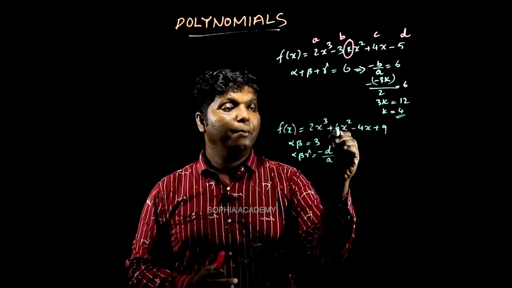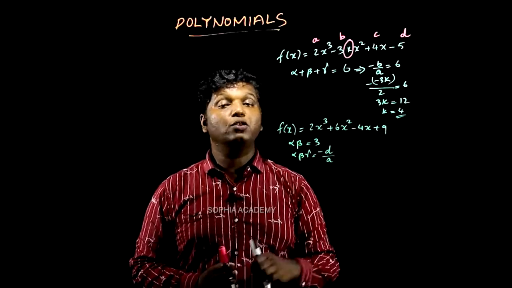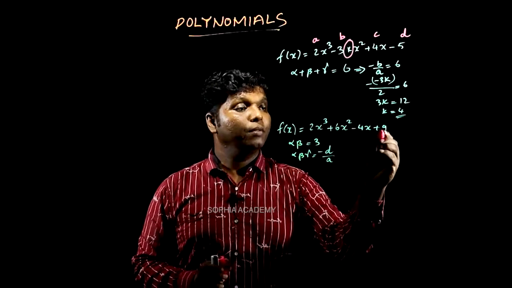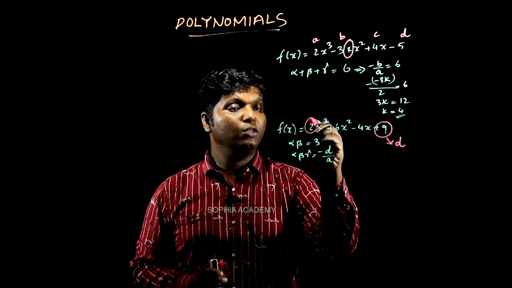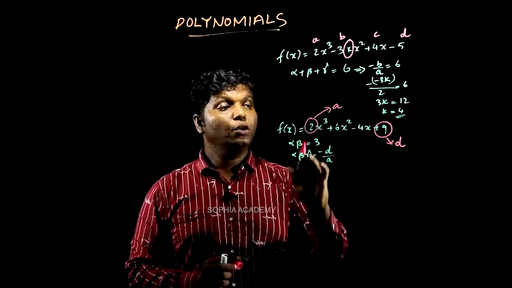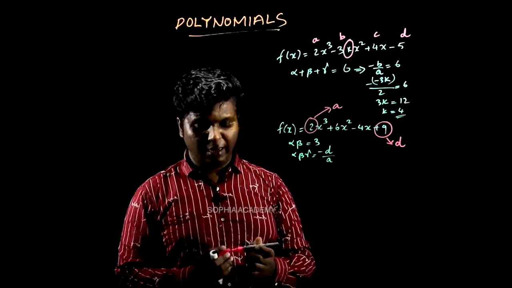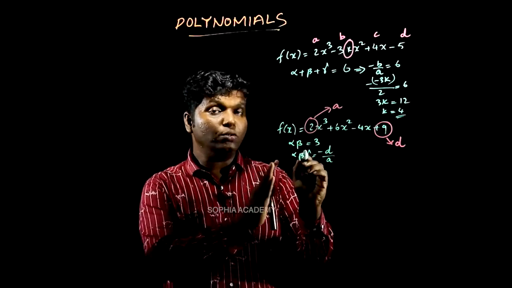So this is your a, b, c, d. So what is your d? d is this one, right? This is your d, and this one is your a. So a is there, d is also mentioned there. Now what you have to do, you just need to substitute here.